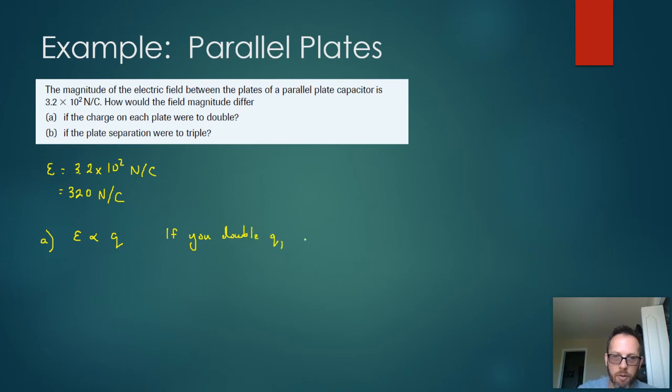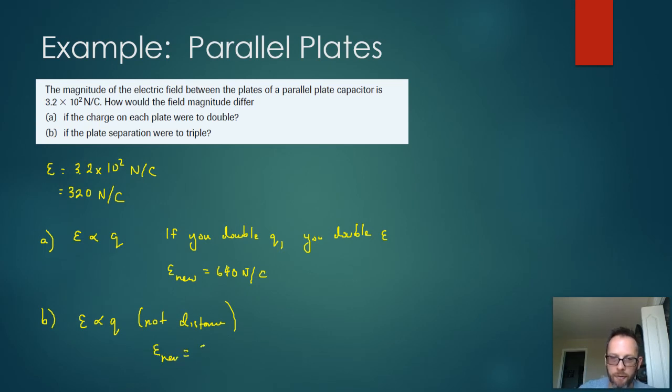If you double Q, you double epsilon. So I'll just say E new would be 640 newtons per coulomb. You just double it. For part B, though, remember, field strength is proportional to Q, not distance. So if you were to separate those two parallel plates or push them closer together, the new electric field strength is just the same, 320 newtons per coulomb.